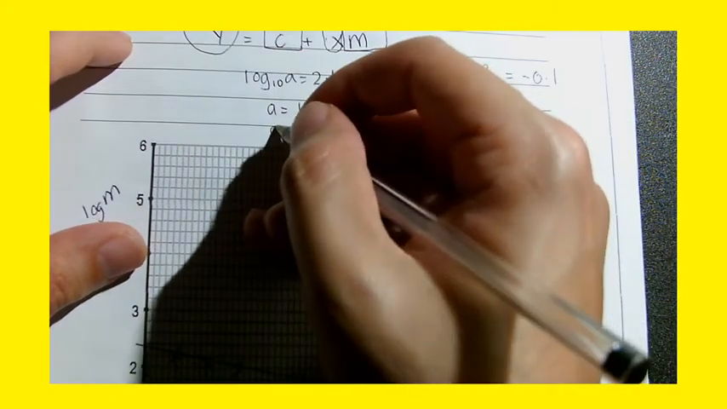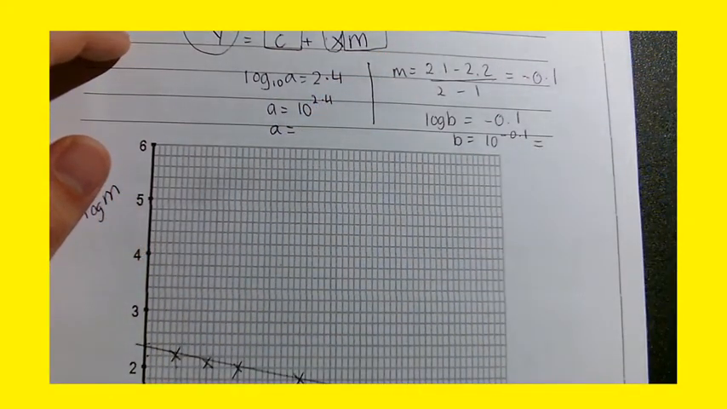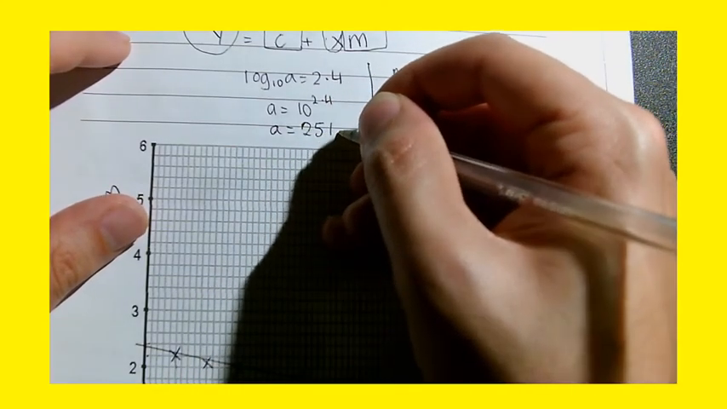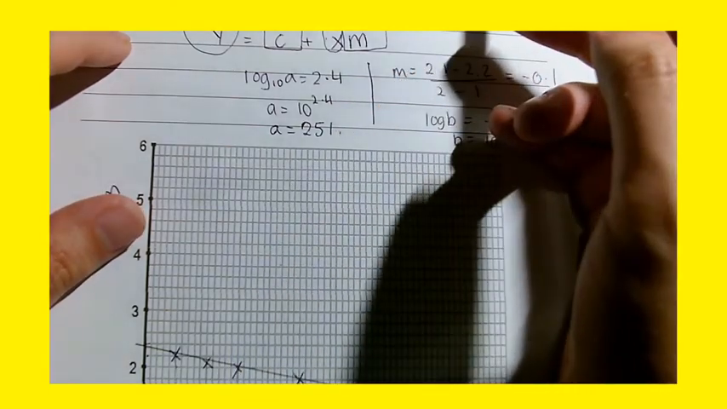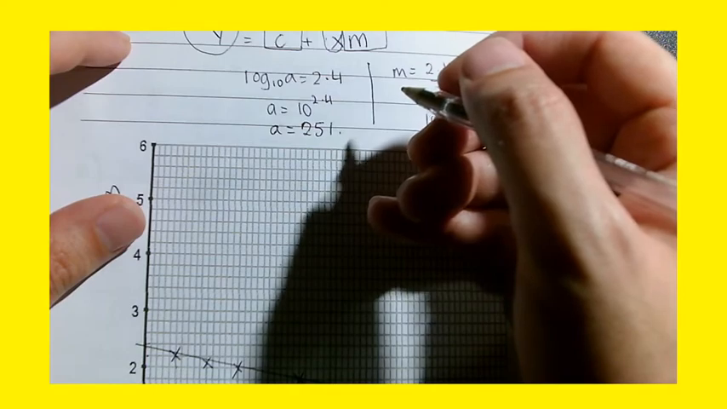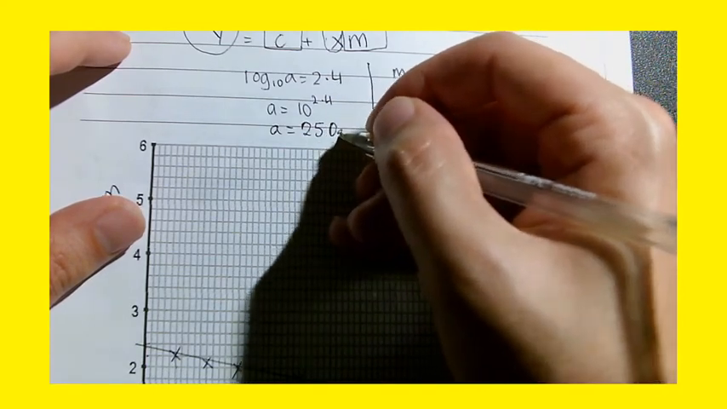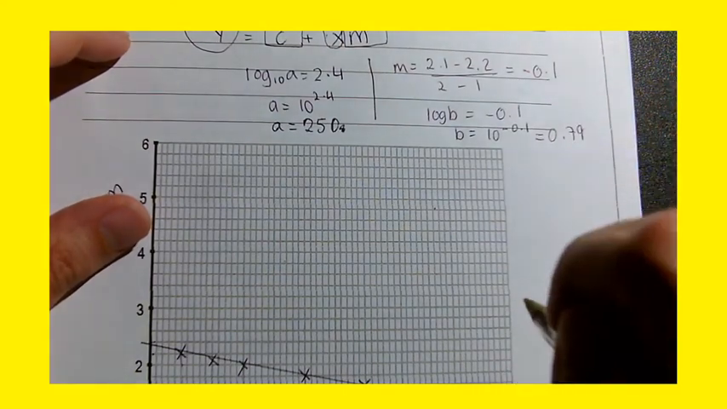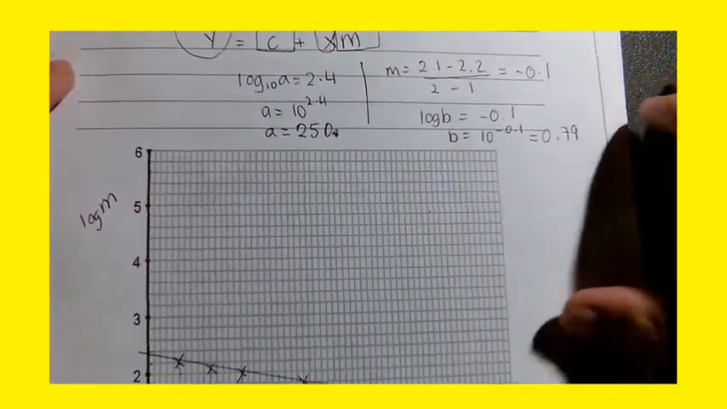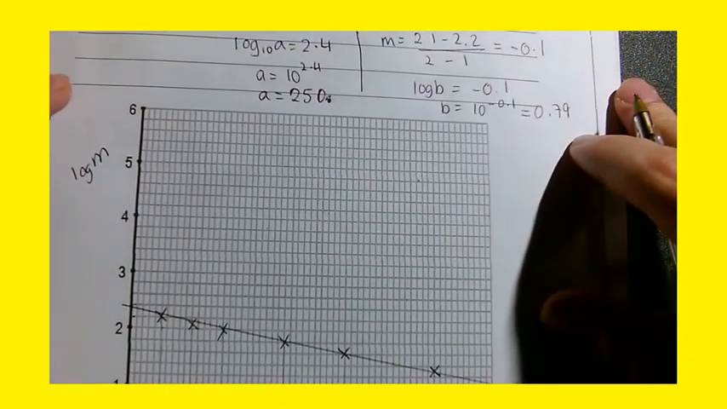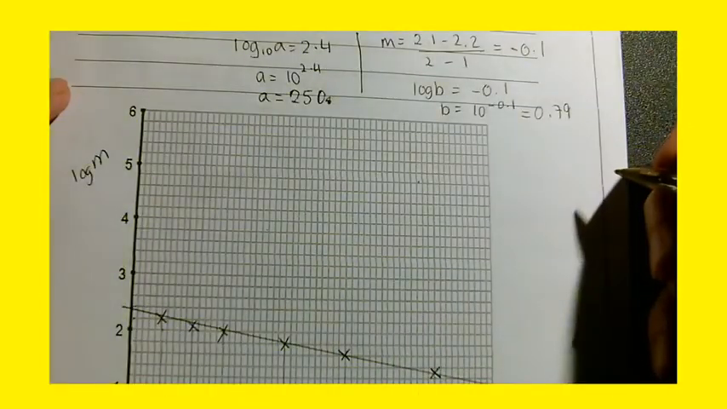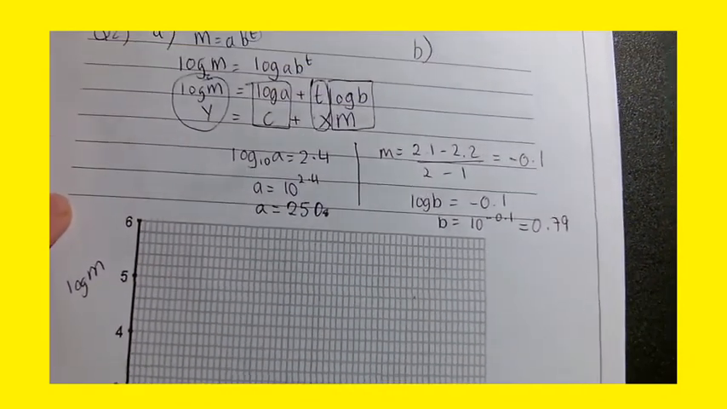So 10 to the power of 2.4 is 251.188, but we want two significant figures, so it's 250, and 10 to the power of minus 0.1, again two significant figures, 0.79. So I found A and B by using the skills with logs, and then part B, therefore find the value of M at the start and end of the experiment.